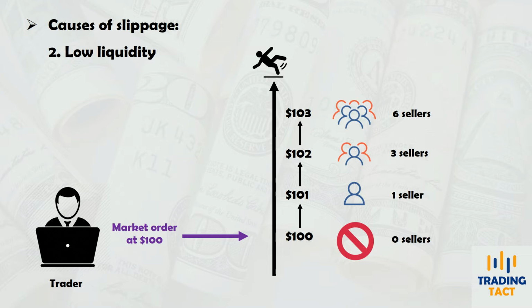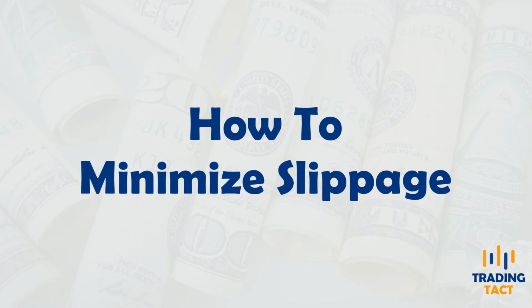Sometimes you will just have to trade live with a small account. Slippage is especially detrimental if you trade frequently or have a small expectancy. Here are 4 tips to minimize slippage.